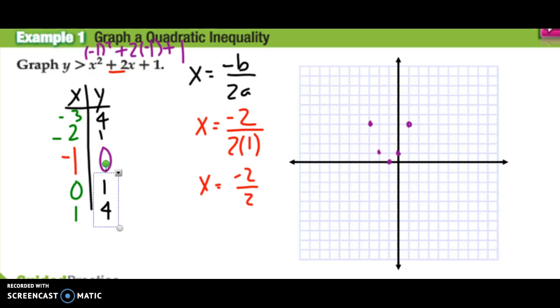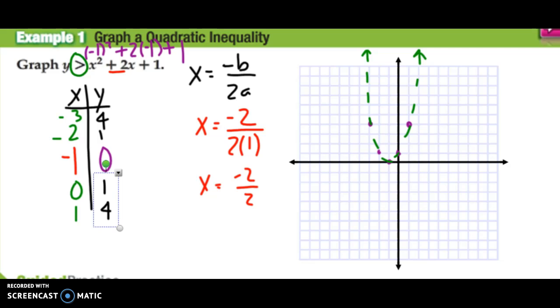Now that I have those points figured out, I look at my symbol. Okay, it's a greater than symbol. And so if it's just greater than, there's no line underneath it, I'm going to have to do a dotted line. And so this is a dotted inequality. Okay, that is a dotted quadratic.